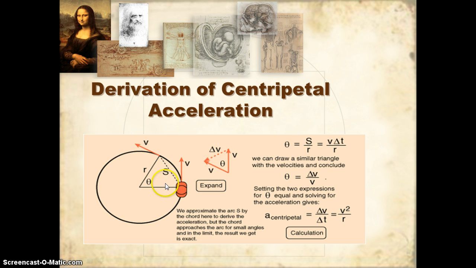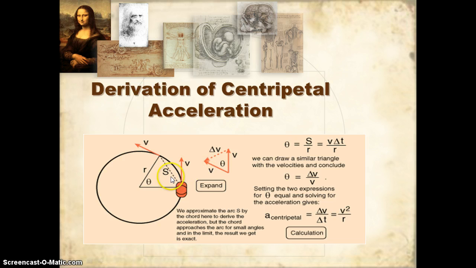In other words, this object has moved a certain angular displacement, let's call it theta, in this period of time. And the difference between these two vectors would be this line here. Or we could say it's VF minus VI, or V2 minus V1.